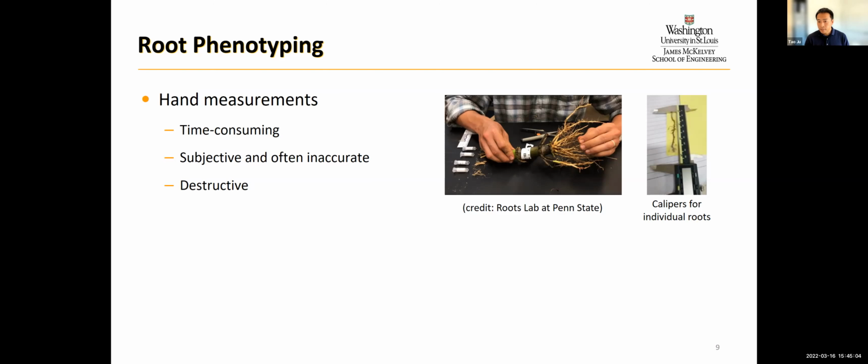Now, obviously, this takes a very long time to do even for one root. And it's quite subjective. Depending on how you cut, how you measure, you can get quite different measures. And last but not least, it's destructive, right? You remove the roots, and then the root is destroyed. You cannot analyze it again.